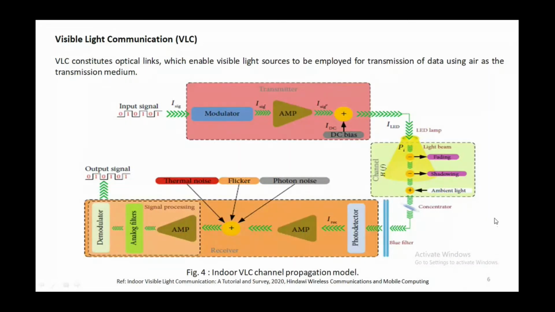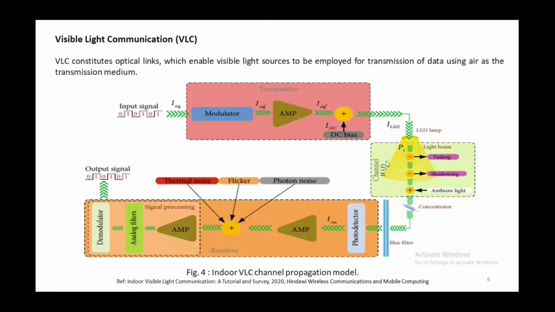there are so many parameters that affect the transmission, that is fading, shadowing, and ambient light. Some parameters add to our signal, and some reduce our signal. Then our signal is received by a photodetector. Before that, we have to concentrate all the light signal onto a particular photodetector.